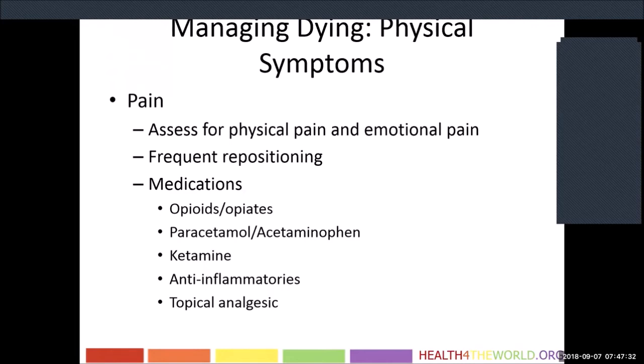The medications, depending on what you have available: opioids and opiates still are the mainstay at the end of life. If those aren't available, there may be access to acetaminophen or paracetamol, ketamine, anti-inflammatories, and topical analgesics.